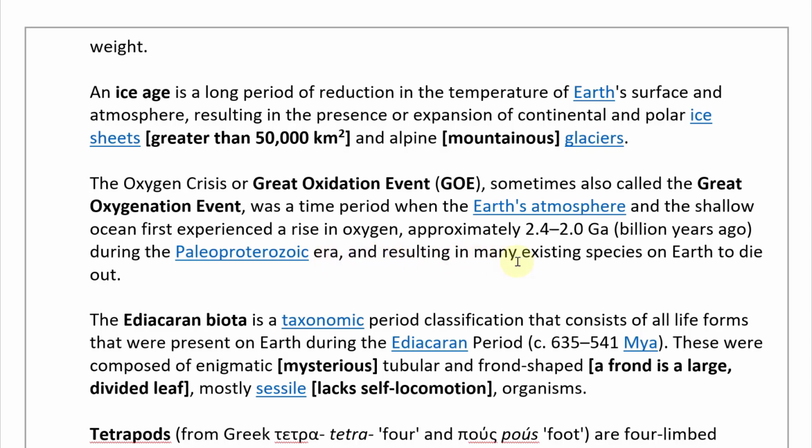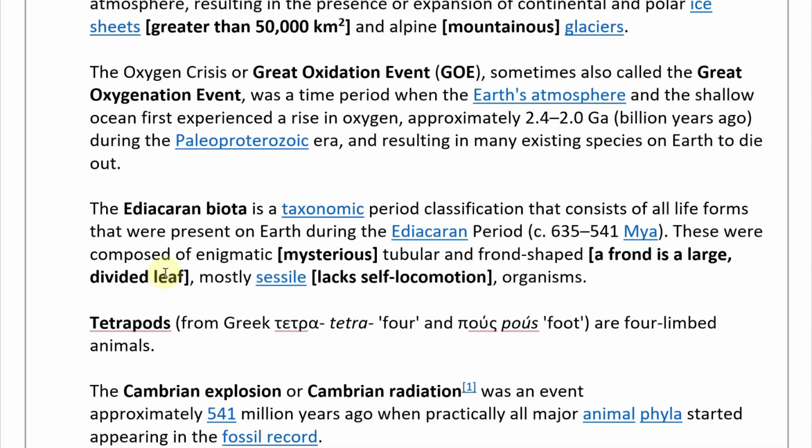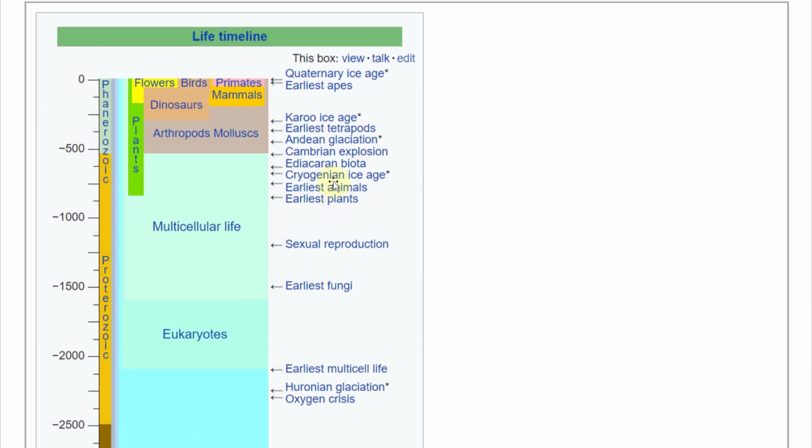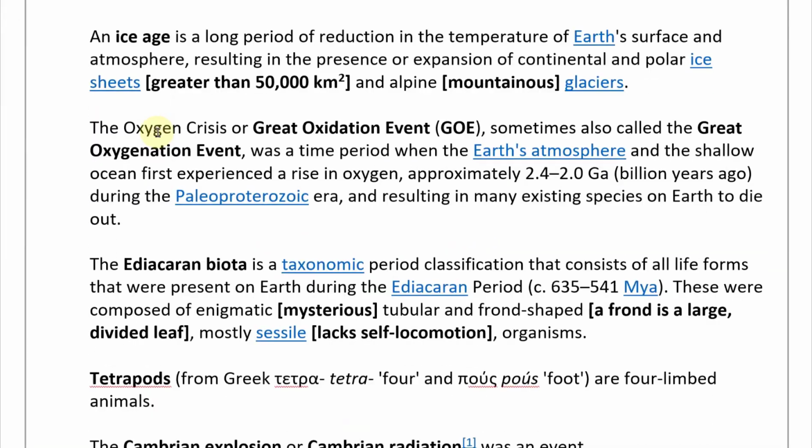So continue further, and resulting in many existing species on Earth to die out. So basically, there's a pumping in of a whole bunch of oxygen. And then this right here, the Ediacaran biota. This one right here, as we mentioned over here, Ediacaran biota. This is near the end of this multicellular life period. And then just before you have plants, and just before you have bigger insects and bigger organisms getting produced there or forming magically.